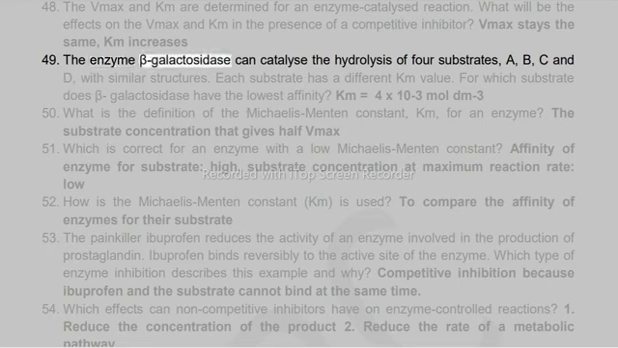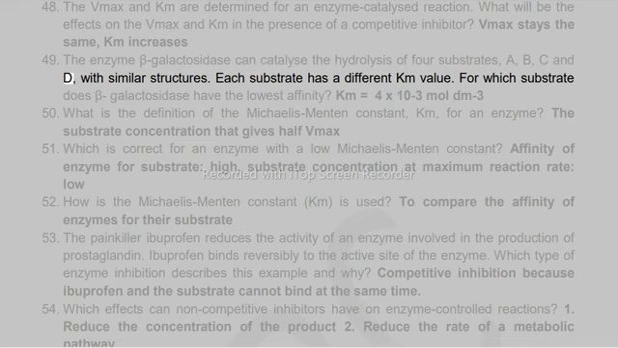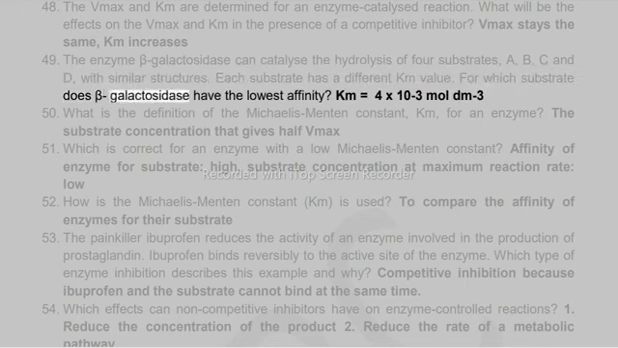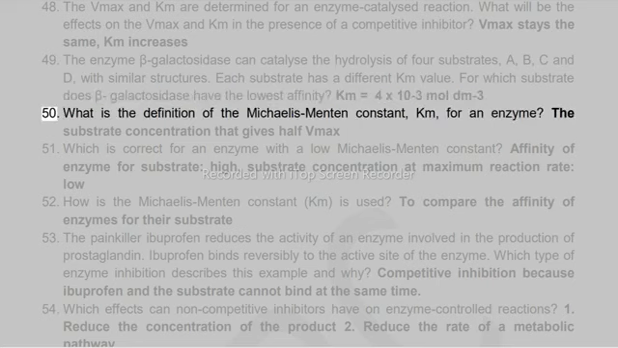49. The enzyme beta-galactosidase can catalyze the hydrolysis of 4 substrates, A, B, C and D, with similar structures. Each substrate has a different Km value. For which substrate does beta-galactosidase have the lowest affinity? Km equals 4 x 10^-3 mol dm^-3.